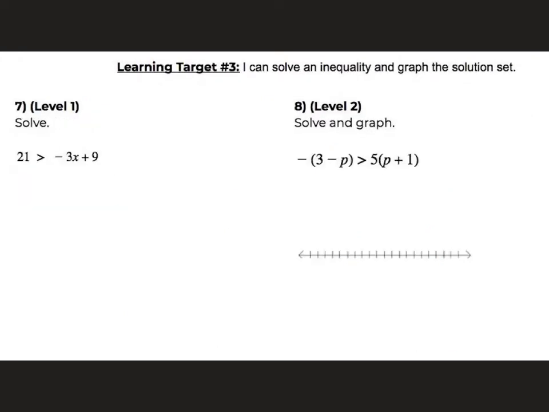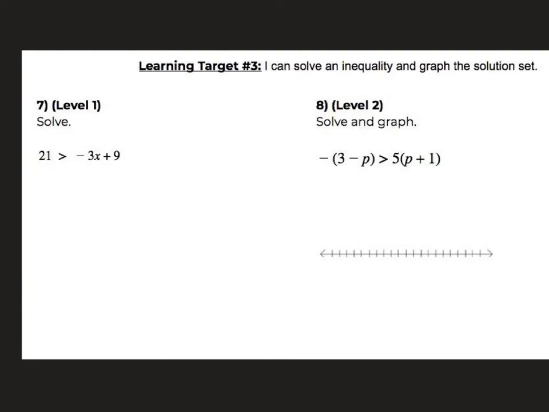All right, target number 3, we are solving inequalities. So watching out for any type of red flag problems here. So this first one, we're going to go ahead and subtract 9 from both sides, leaving us with 12 is bigger than negative 3x. To get rid of times negative 3, we'll divide by negative 3 on both sides.